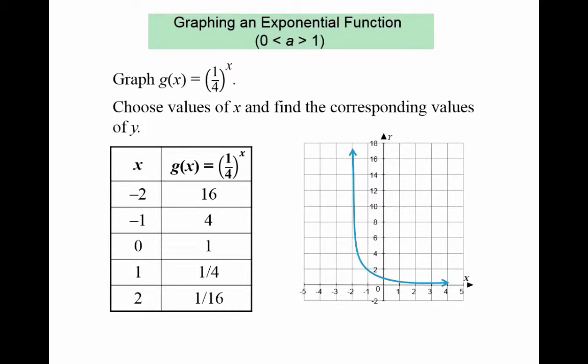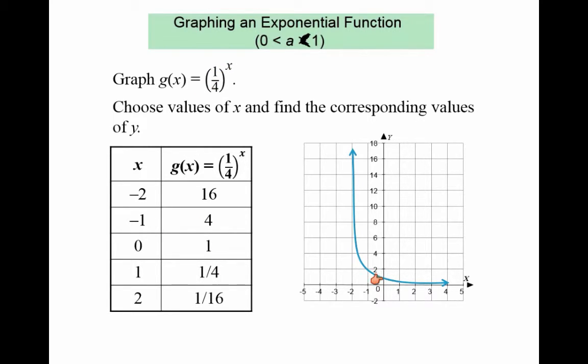Graphing an exponential function when a is between 0 and 1. Looks like a misprint there at the top. A between 0 and 1. Let's fix it. Okay, here the base is 1/4. So if you look at the chart once again, if x equals 0, g of x still would be equal to 1. Our graph is still going to pass through the same point here.